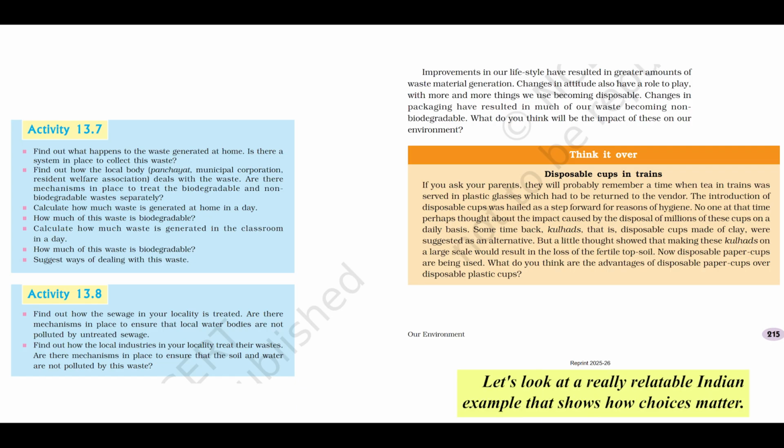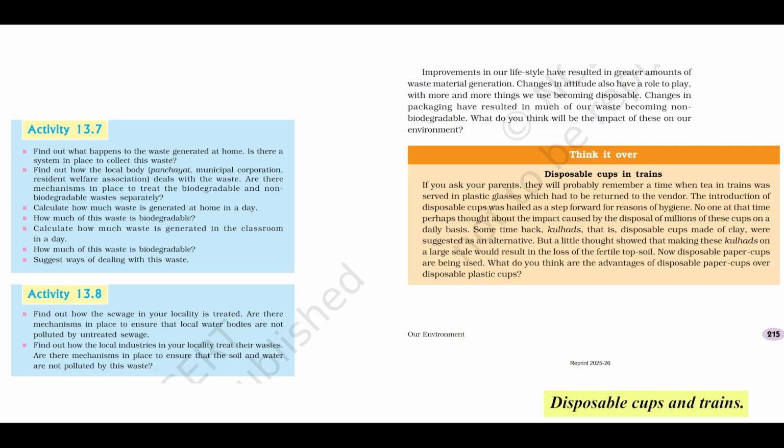Let's look at a really relatable Indian example that shows how choices matter. Disposable cups in trains. Oh yeah, I remember using different kinds over the years. Exactly. Your parents might remember when tea was served in reusable plastic glasses. You gave them back to be washed. Simple, reusable. Right. Then came the plastic cups. Yes, disposable plastic cups. Hailed for hygiene, everyone gets a clean cup.